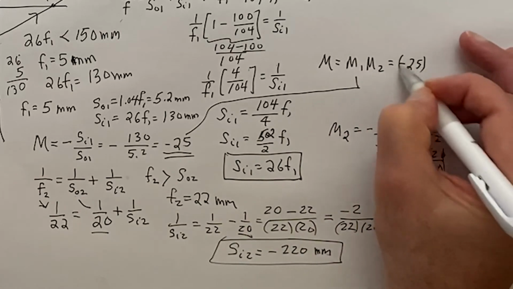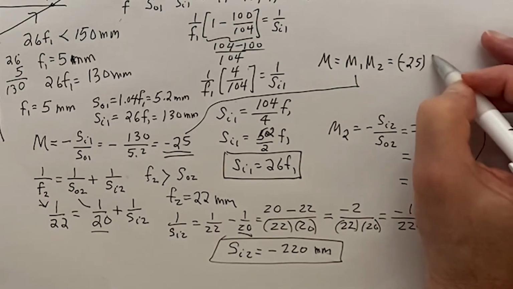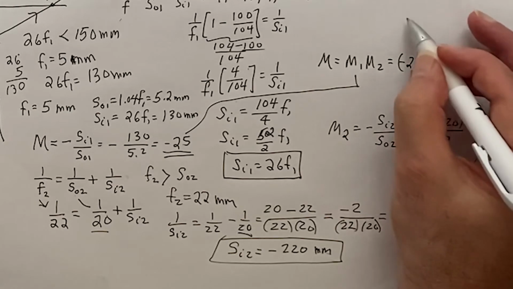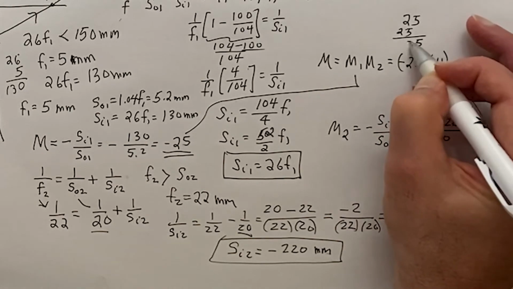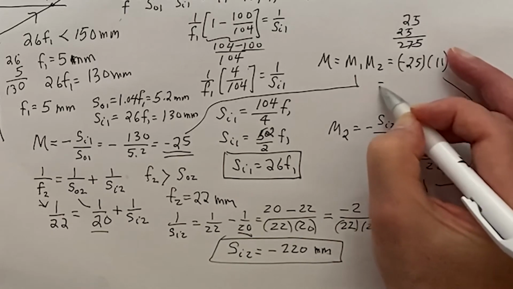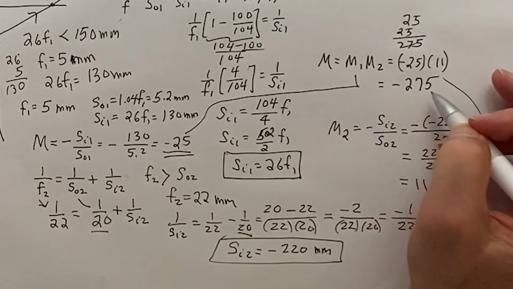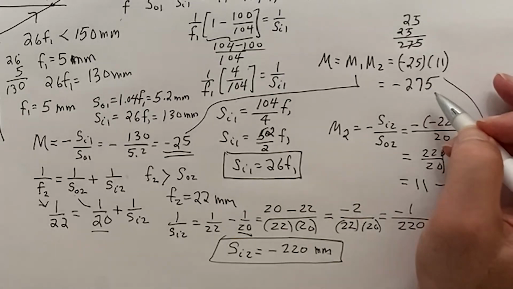The second magnification we got here, 11. And 5, 2, that's it, man, look at that. Minus 270, wow. Wow, that's a cool magnification. That's some serious overall magnification for our microscope.